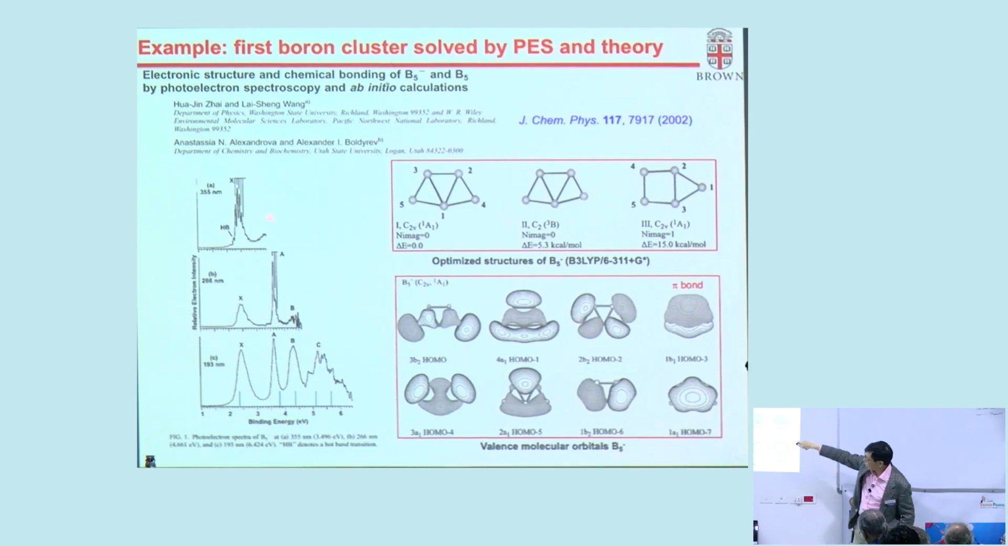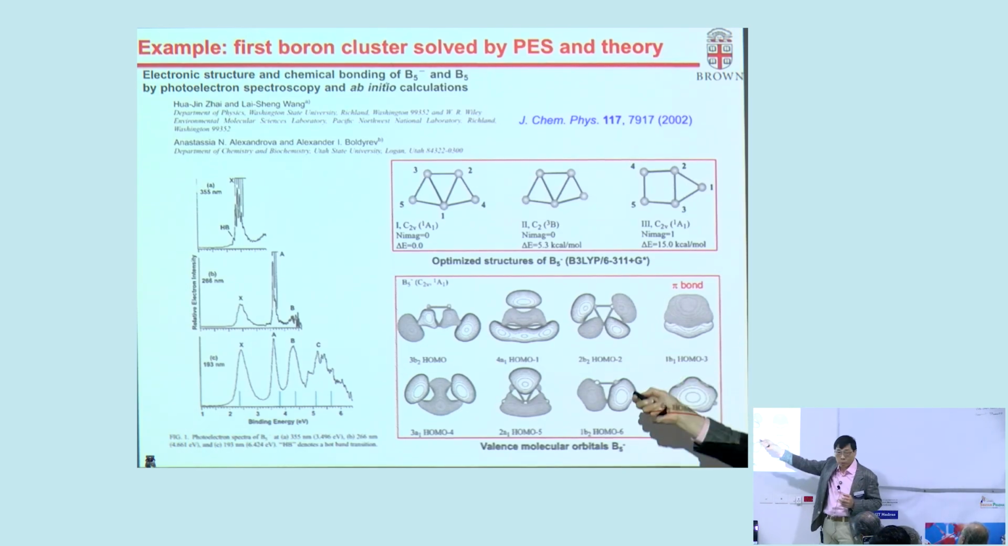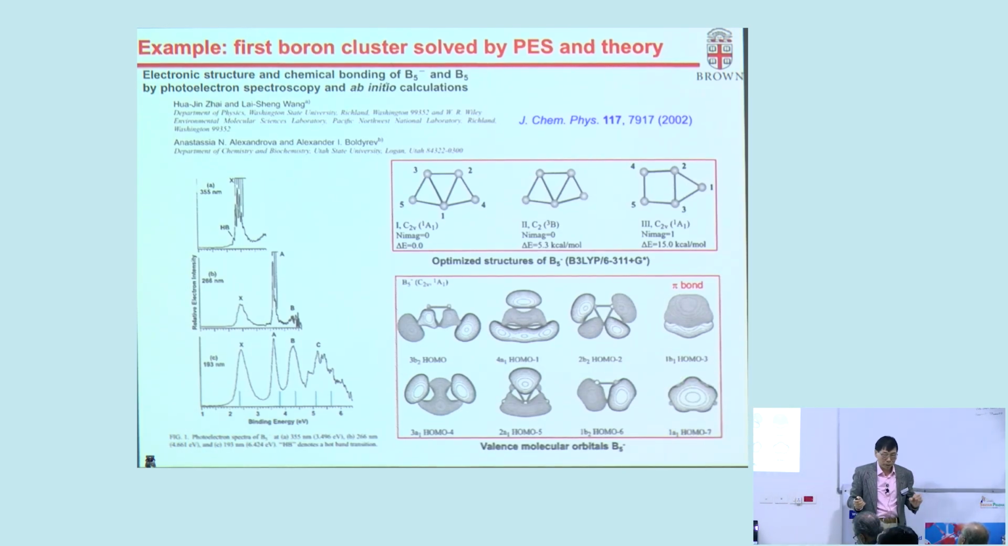We actually can resolve vibrational features even with the low resolution magnetic bottle time-of-flight method. So from a calculation, we can get different structures, but what we are interested in, of course, is the most stable structure that we call the global minimum. The global minimum should be the one that we make, and if the simulated spectrum of the global minimum agrees with our experiment, then we know we have succeeded.